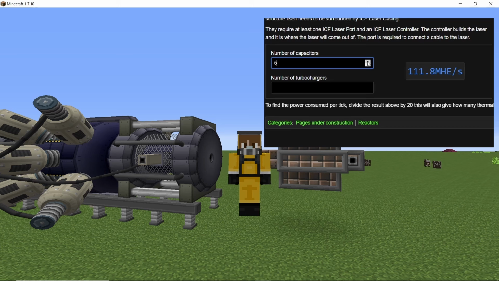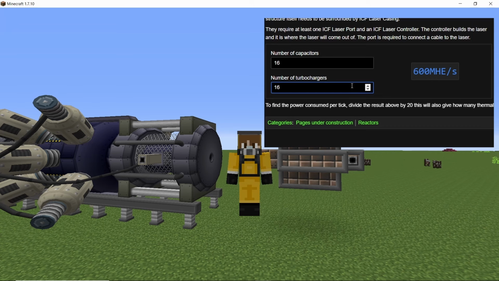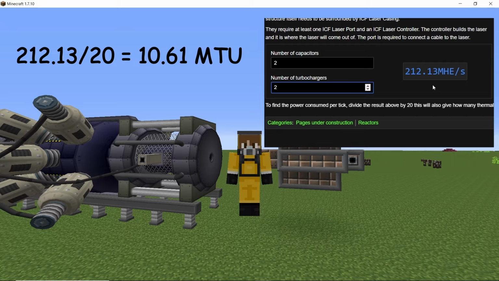So I have noticed that using squares in capacitors, so 9, 16, 25, will give us an increment of 50 million HE per second. And using the same amount of turbochargers on the other hand will multiply this power value by 3 times, thus increasing the heat value by 3 times as well.